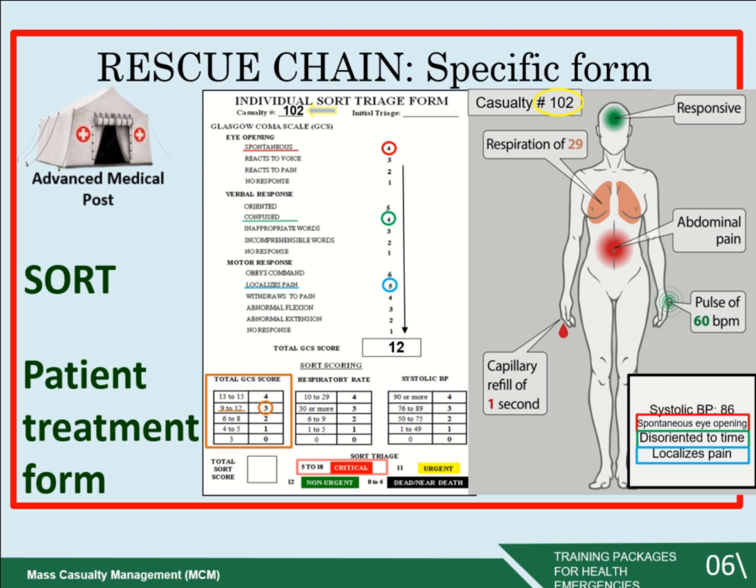As for the respiratory rate, 29 will fall under the 10 to 29. It has a numerical value of 4. And lastly, for the systolic BP, 86 will also have a numerical value of 3. So summing this all up, our patient will have a total SORT score of 10 that will still fall under the 5 to 10 category, which makes this patient critical.